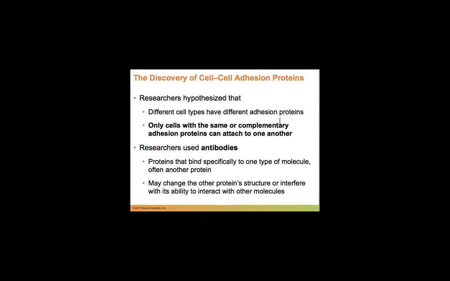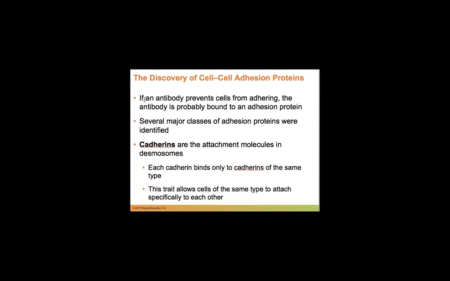So researchers explore this idea using antibodies. Antibodies are essentially proteins that can only bind to a specific protein. So antibody A will only bind to protein A. By utilizing antibodies, we may change the other protein structure or interfere with its ability to interact with other molecules. If an antibody is going to prevent a cell from adhering, the antibody is probably going to be bound to an adhesion protein.